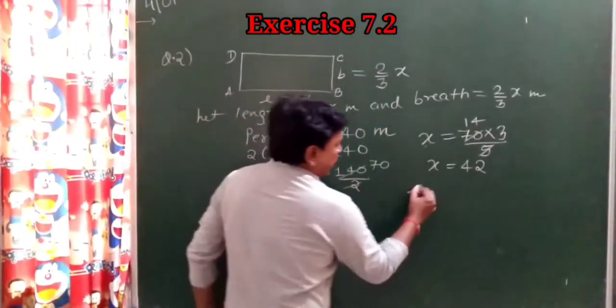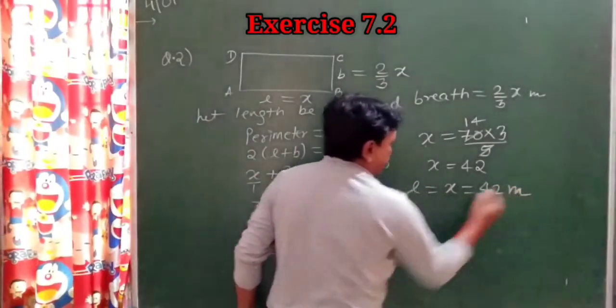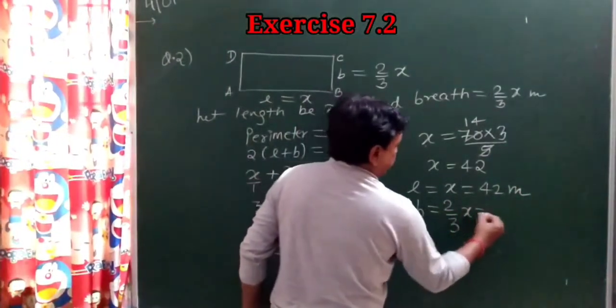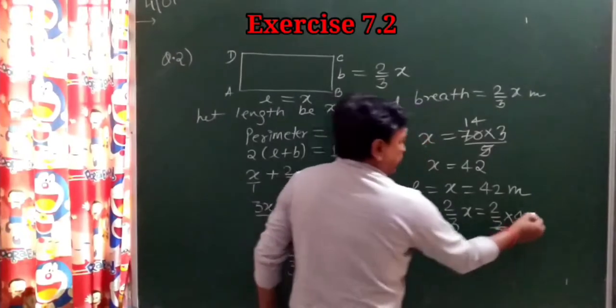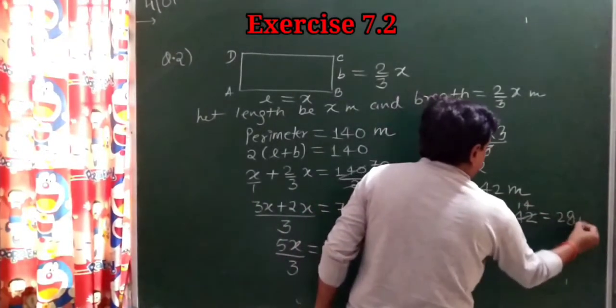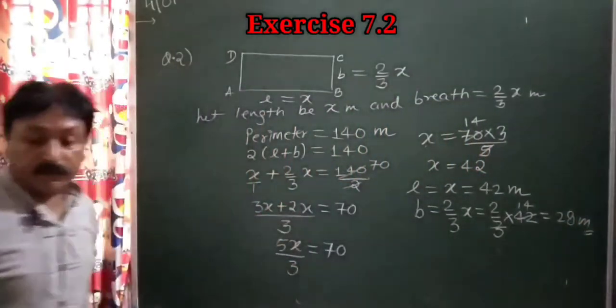So length was x, it means it is 42 meters, and breadth was 2 upon 3x, means 2 upon 3 into 42. 3 ones are 3, 3 fours are 12, and 14 twos are 28 meters. So this was the required thing. Just see on the board.